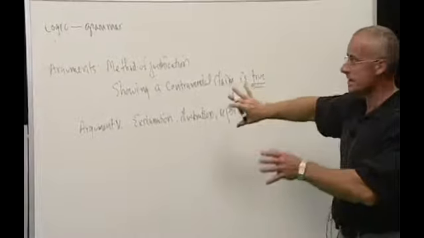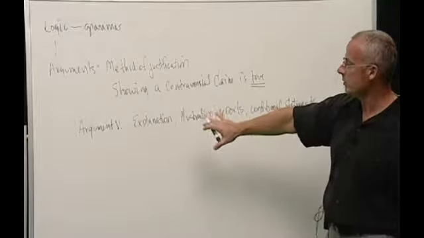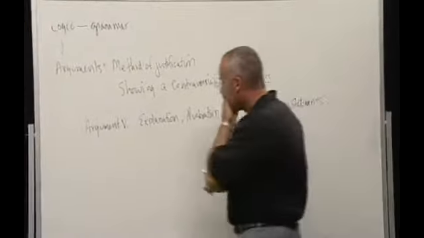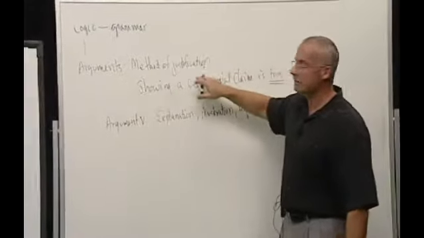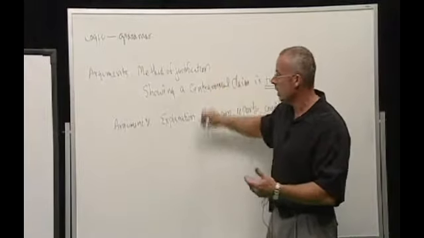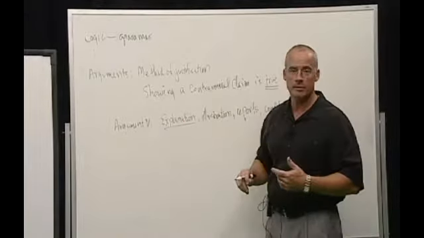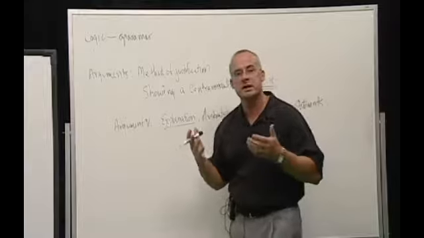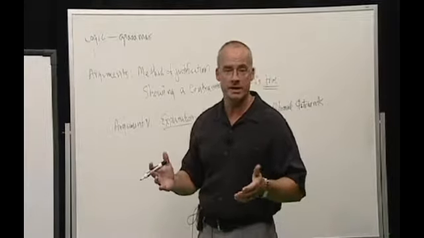Arguments are different from these components, and I want to spend just a moment explaining what those differences are. Okay? As I said, an argument is a method of justification, showing something is true. When we explain something, we're not showing something is true. What we're doing is trying to improve a person's understanding of why something is the case.